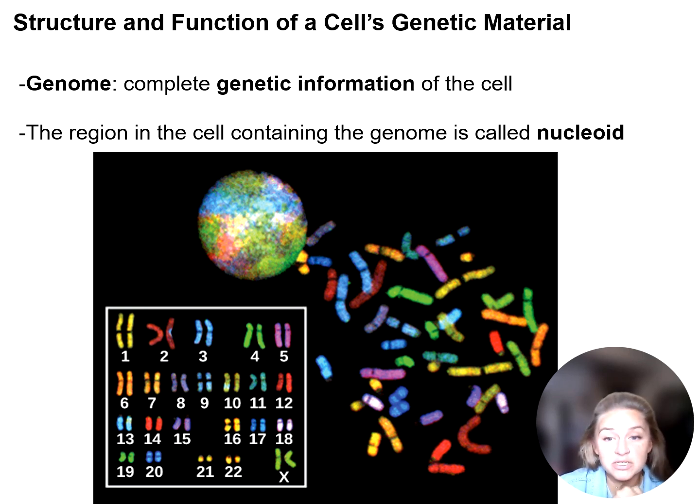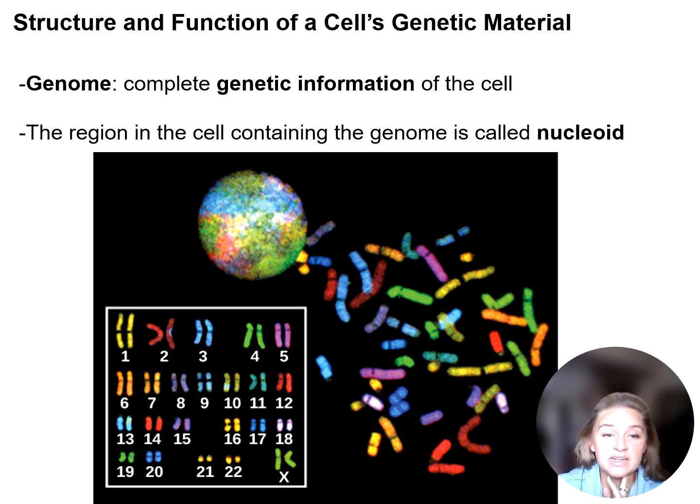So there's a few different words that we use when we're talking about genetic information. We talk about chromosomes, genomes, karyotype. All of this is just basically the DNA of the cell, which holds all of the genetic information for that organism. So the region of the cell containing the genome is called the nucleoid, so that in a eukaryotic organism is found in the nucleus.